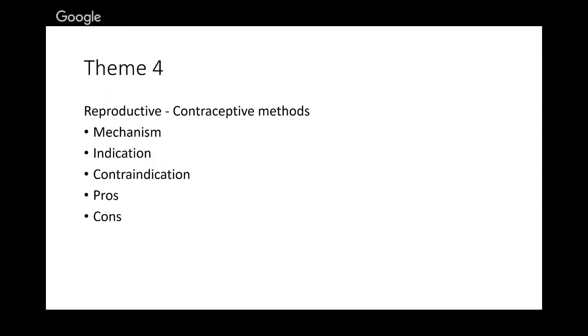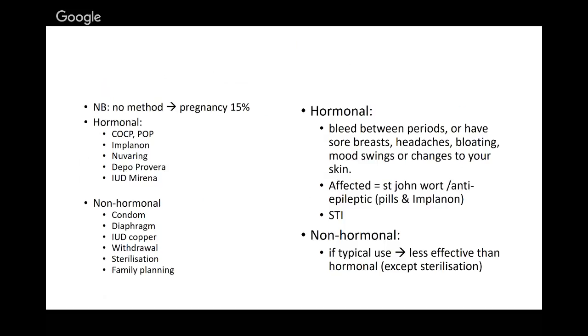All right, so that's for the theme three stuff. The theme four stuff is, it can happen. So in clinical skills for the exam, what they're going to ask you most about is contraceptive methods. So it's good to go to the table and just learn them about mechanism and the pros and cons of each type. But I'm going to point out a few things. Remember that if you don't use any contraceptive at all, the chance of pregnancy is 15%.